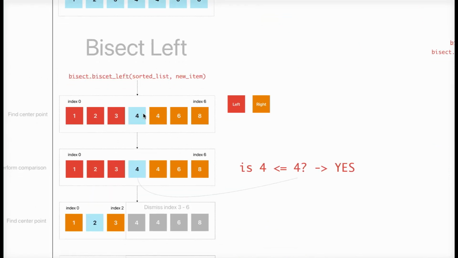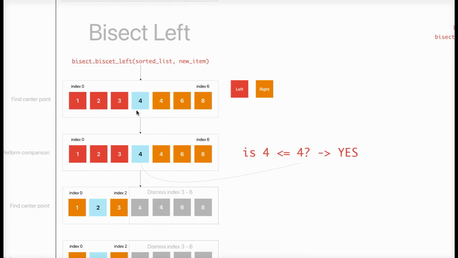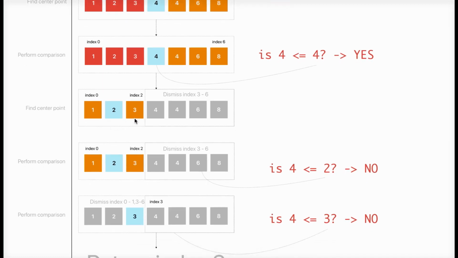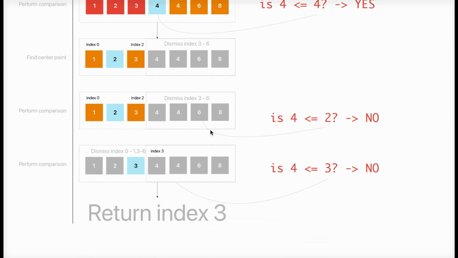And then, same step, we'll have to find the center. But now, after comparing the center, which is going to be true because we're comparing 4 against 4, checking whether 4 is less than or equal to 4, the answer is yes. We will ignore the right side and focus on the left side. So the left side, after the center, what remains are 1, 2, and 3. Then we'll have to find the center again, which is 2. Then we check whether 4 is less than or equal to 2. The answer is no, because 4 is greater than 2.